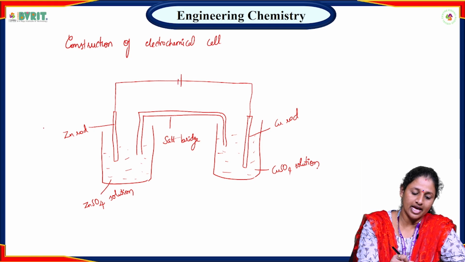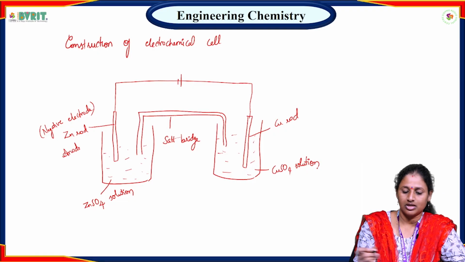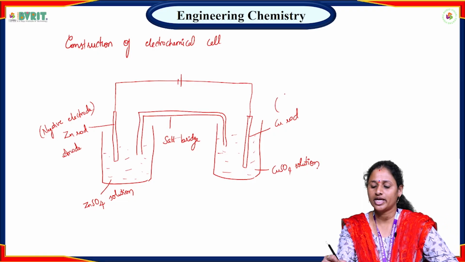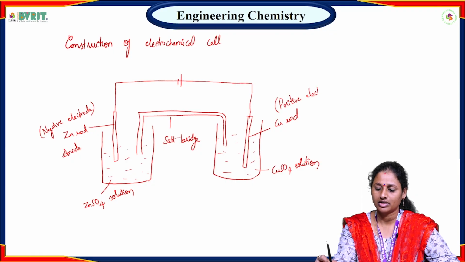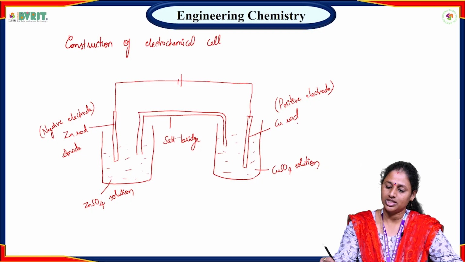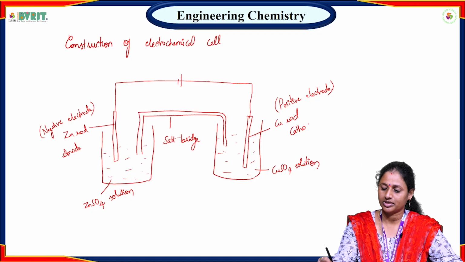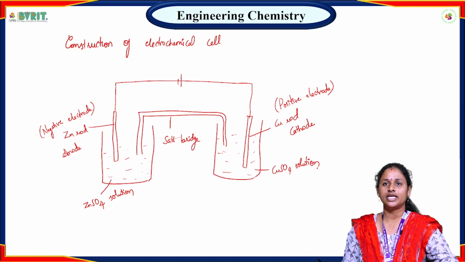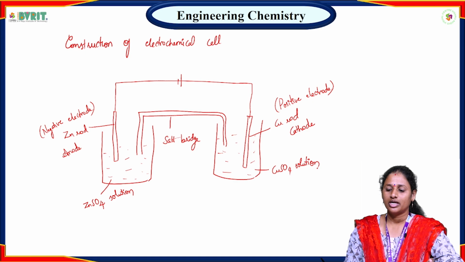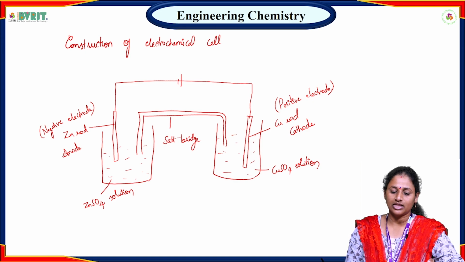Zinc rod acts as negative electrode, which is known as anode. And the copper rod immersed in copper sulfate solution acts as positive electrode. So this is called the cathode. So zinc rod acts as anode and copper rod acts as cathode.